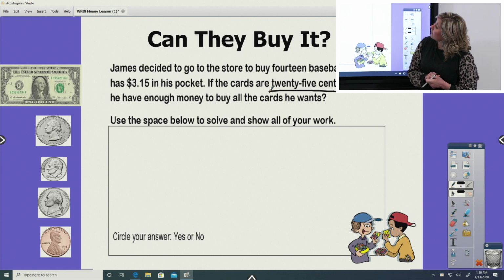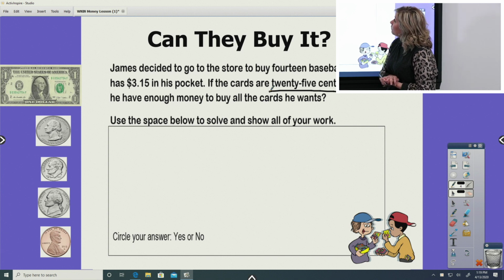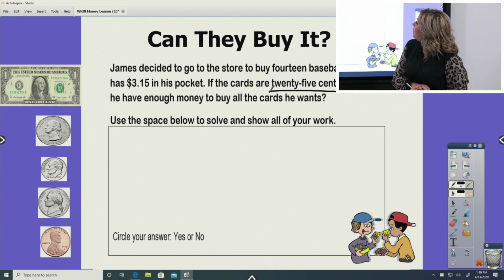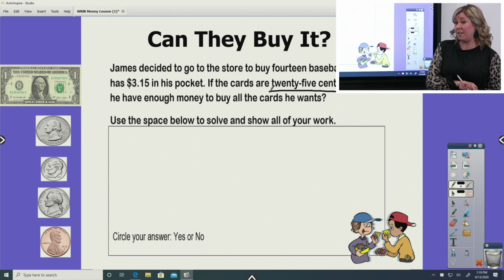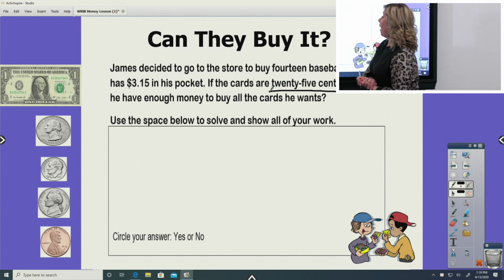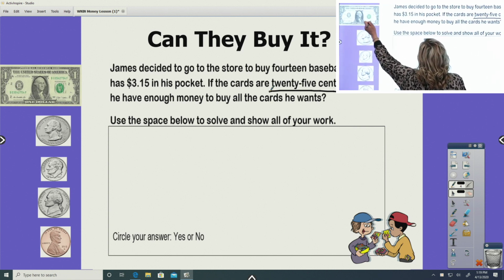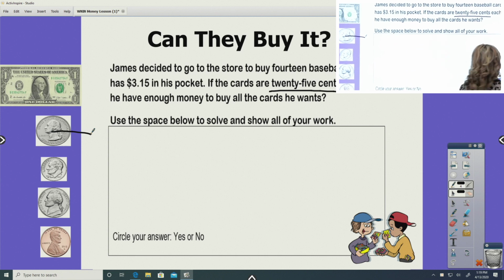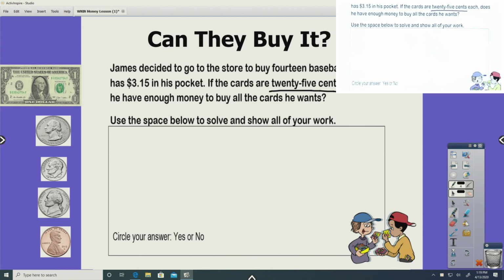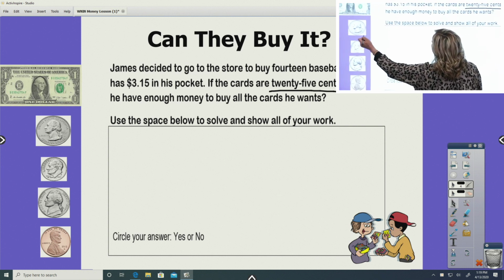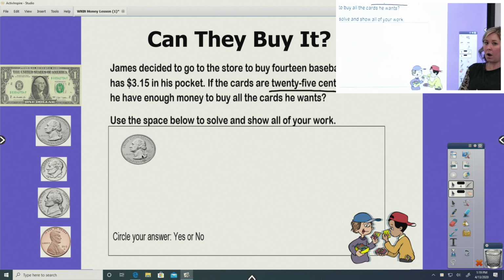Okay, so let's take a look at that. He has $3.15. And the cards are 25 cents each. Well, if we drag over 4 quarters, oh, I'm sorry. Let's erase that. This is gonna get us 1 baseball card, okay?